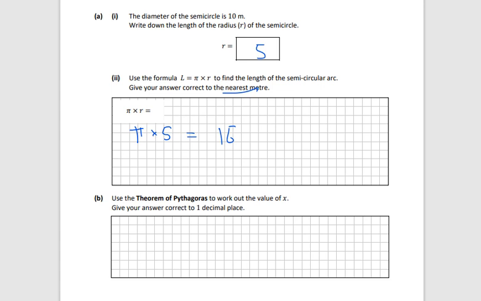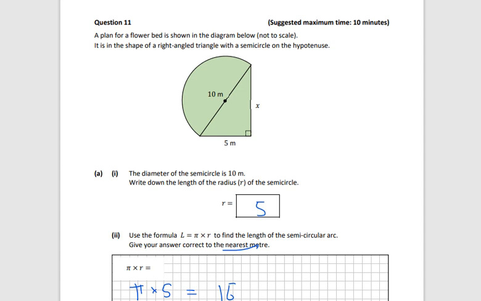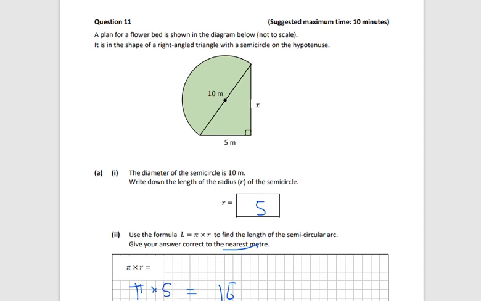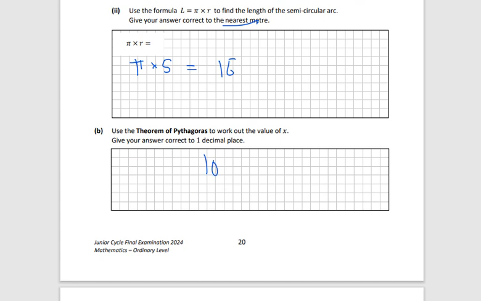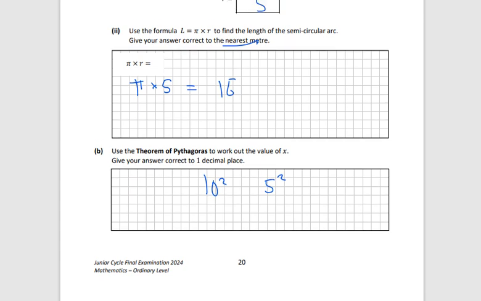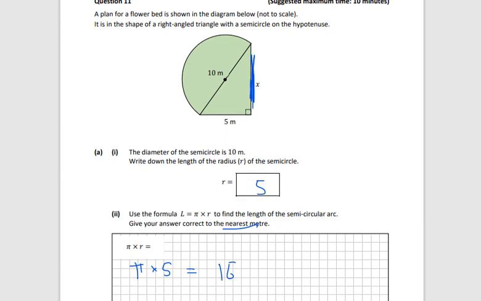Use the theorem of Pythagoras to work out the value of x. Well, Pythagoras, one of the sides is 10, one of the sides is 5. We're just going to start by squaring the sides. Now, if it's the long side I'm looking for, I'm going to add them. If it's one of the short ones, I'm going to subtract. So it's this one here, it's the x here that we're looking for. Therefore, we're going to subtract.